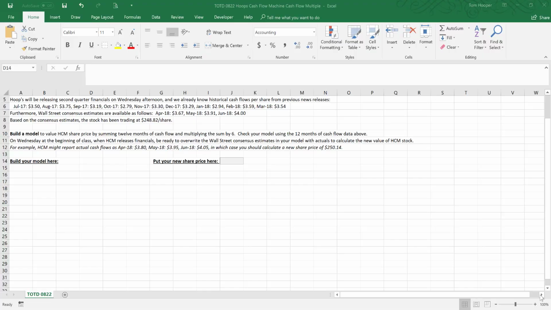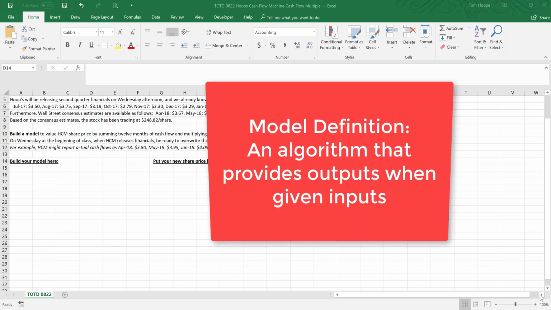Let's talk about building models. In the first trade of the day, you were asked to build a model, but you weren't told what a model is. Let me define a model by calling it an algorithm that provides outputs when given inputs. In this case, the output you were looking for was a share price.